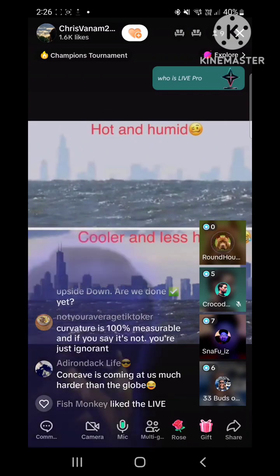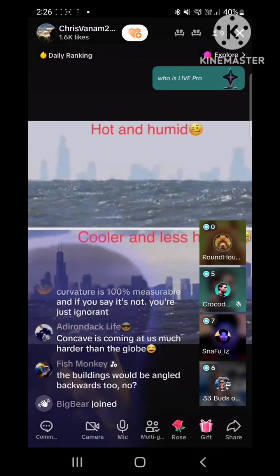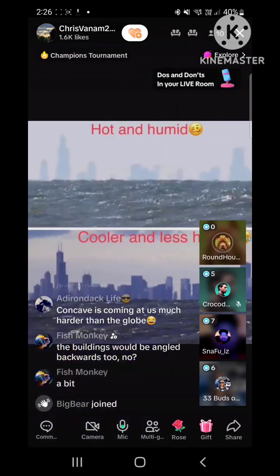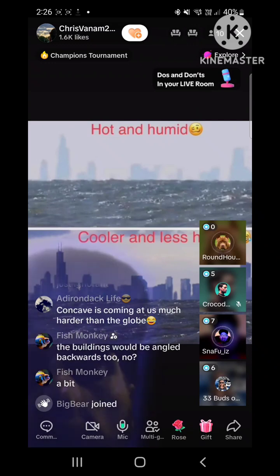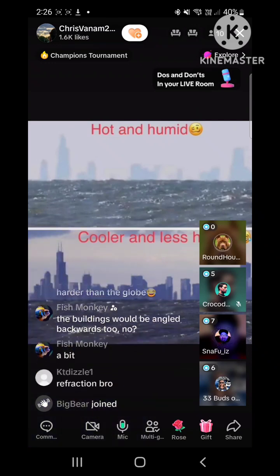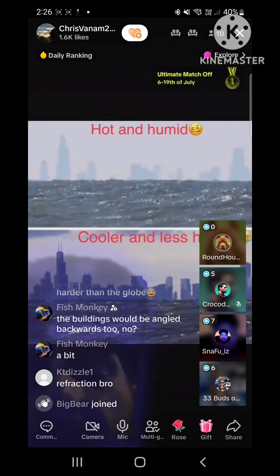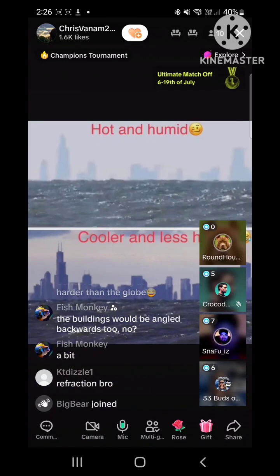I don't know how far away it is, so I can't verify that. What I can say is that the bottom of the buildings aren't visible in either picture. There's curvature there, regardless of how much refraction there is. You can't see the bottom of the buildings. Something is obscuring it. My guess would be the water. The curvature of the Earth. Yeah, curved water.